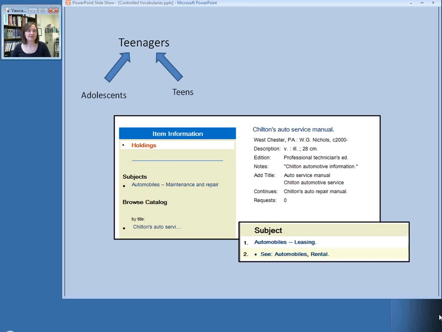Controlled vocabularies also provide a system of cross-references, so that if patrons are looking for a term and they don't have quite the right subject heading, they will be redirected to the right term. For example, down at the bottom, you'll see that if someone looked up automobiles leasing, they would be redirected to automobiles rental. So those are a couple of reasons why controlled vocabularies are important and why we should always remember to use them when we're assigning subject headings.